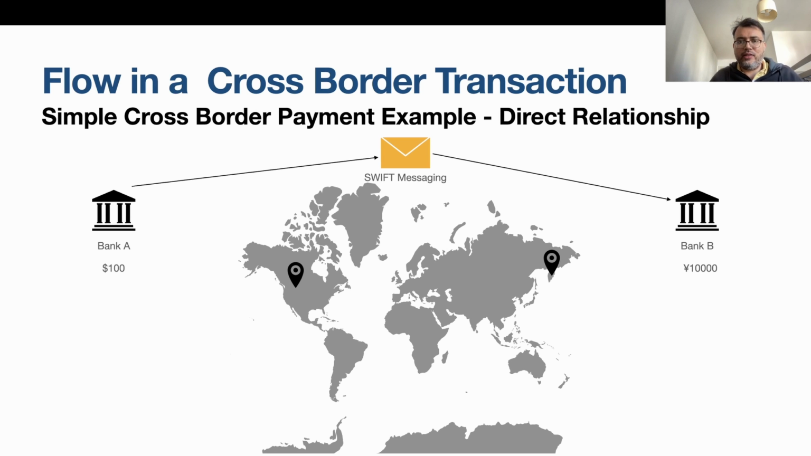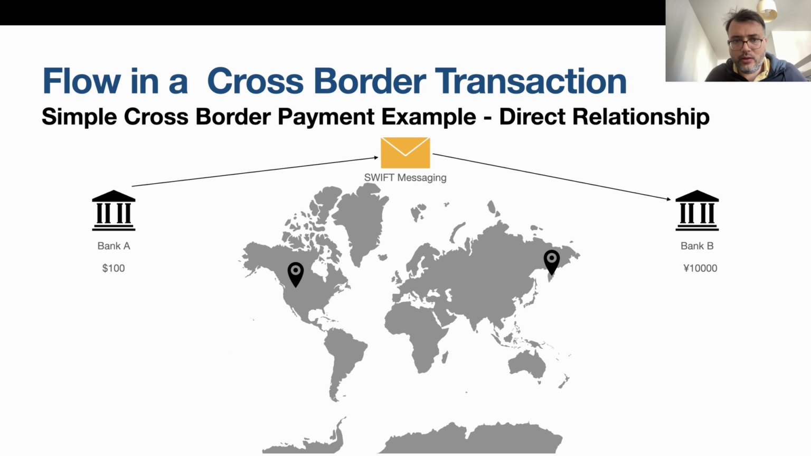In this diagram here, I have tried to explain in a very, very simple way how a cross-border transaction happens. This is the most simple transaction, wherein there is a Bank A, which is located, for example, in North America, and there is a Bank B, which is, for example, located in Japan. Now, Bank A wants to initiate a transaction for $100 and wants to transfer this amount to Bank B, which is located in Japan.